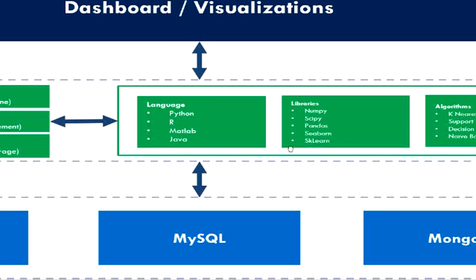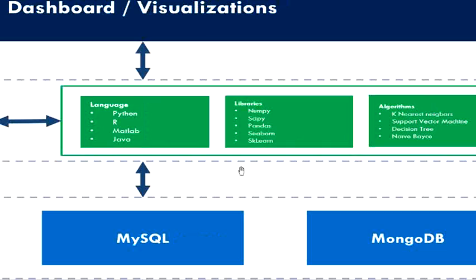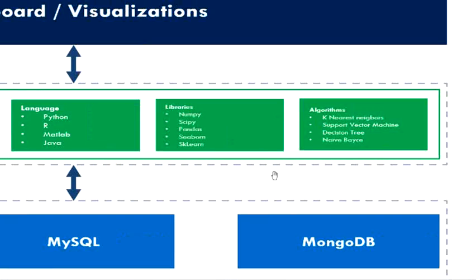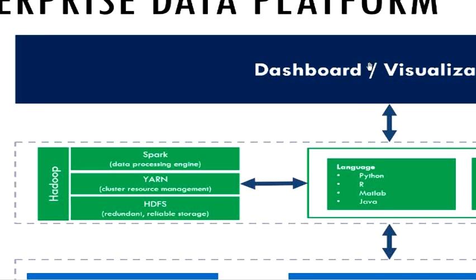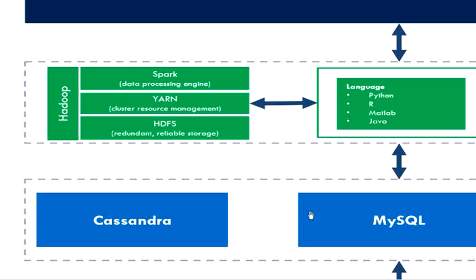So Hadoop can be programmed in or used using multiple languages such as Python, R, MATLAB, Java. And there are numerous libraries in which we've got numerous algorithms, and using all of these algorithms, we can extract the data that is residing in our basically primary data sources.